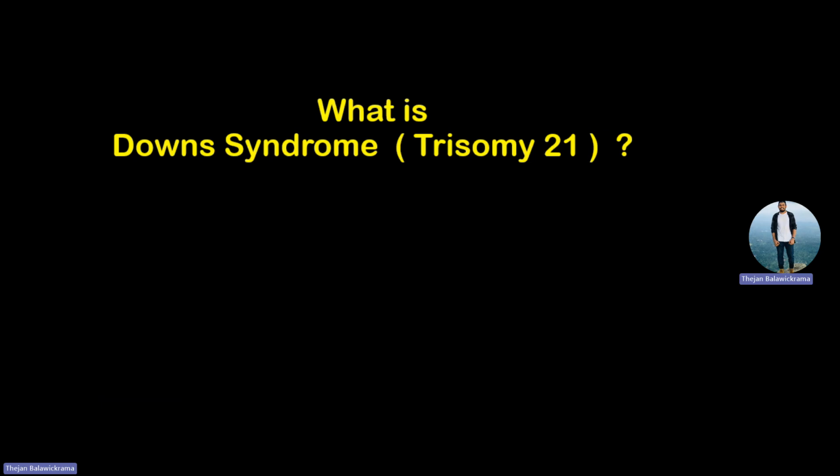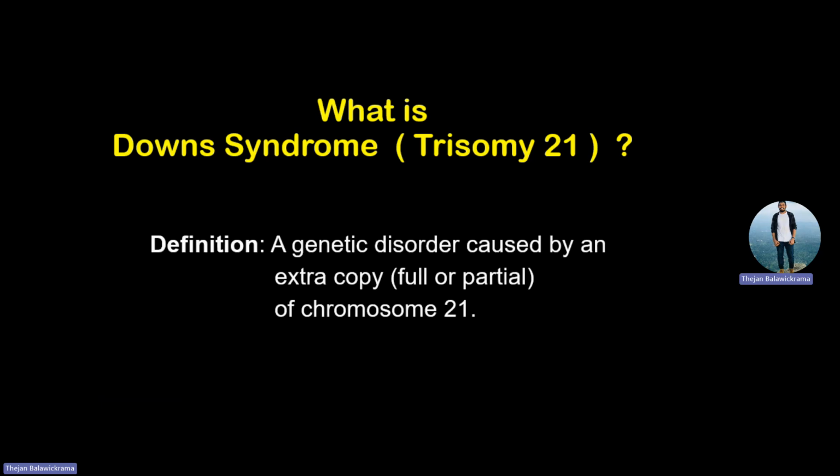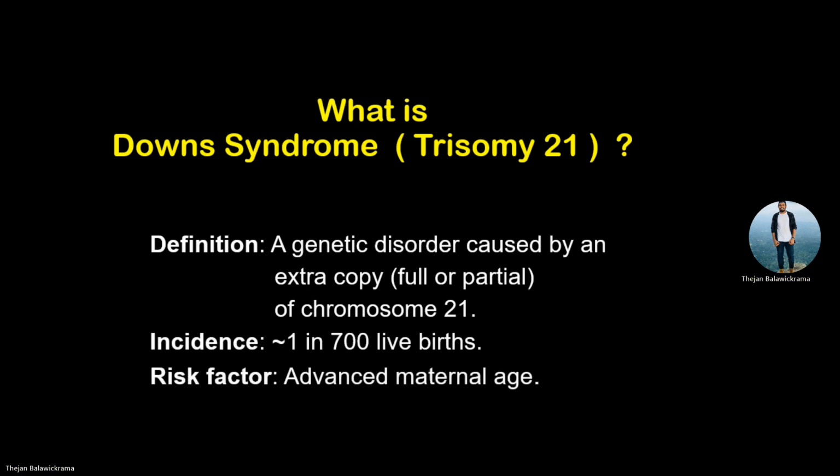Anybody knows what Down syndrome is? Ever seen a patient with Down syndrome? Down syndrome is a genetic disorder caused by an extra copy of chromosome 21. We have 46 chromosomes, and there is an extra chromosome in those people. It's about 1 in 700 live births. If the maternal age goes up, the chances of having a Down syndrome child increase.